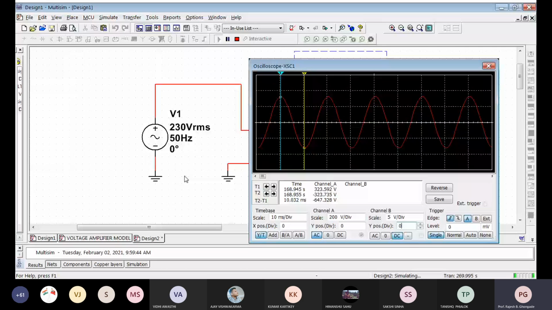Now, how do you find out the frequency? So I'll shift the cursor over here to the other peak. The distance between the peaks is the period. You see that? So you can directly get here T2 minus T1 is about 20 milliseconds. So 20 milliseconds corresponds to what frequency?